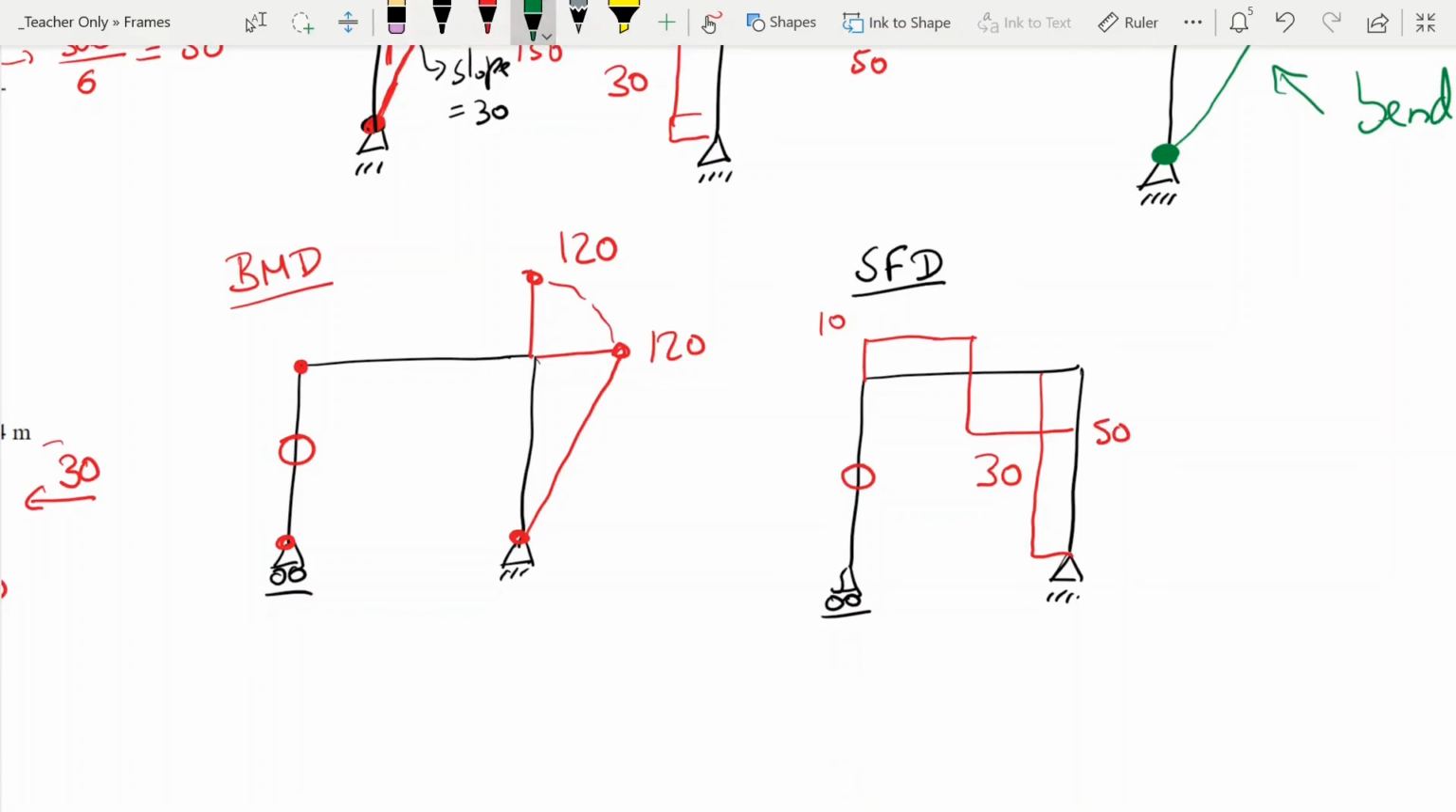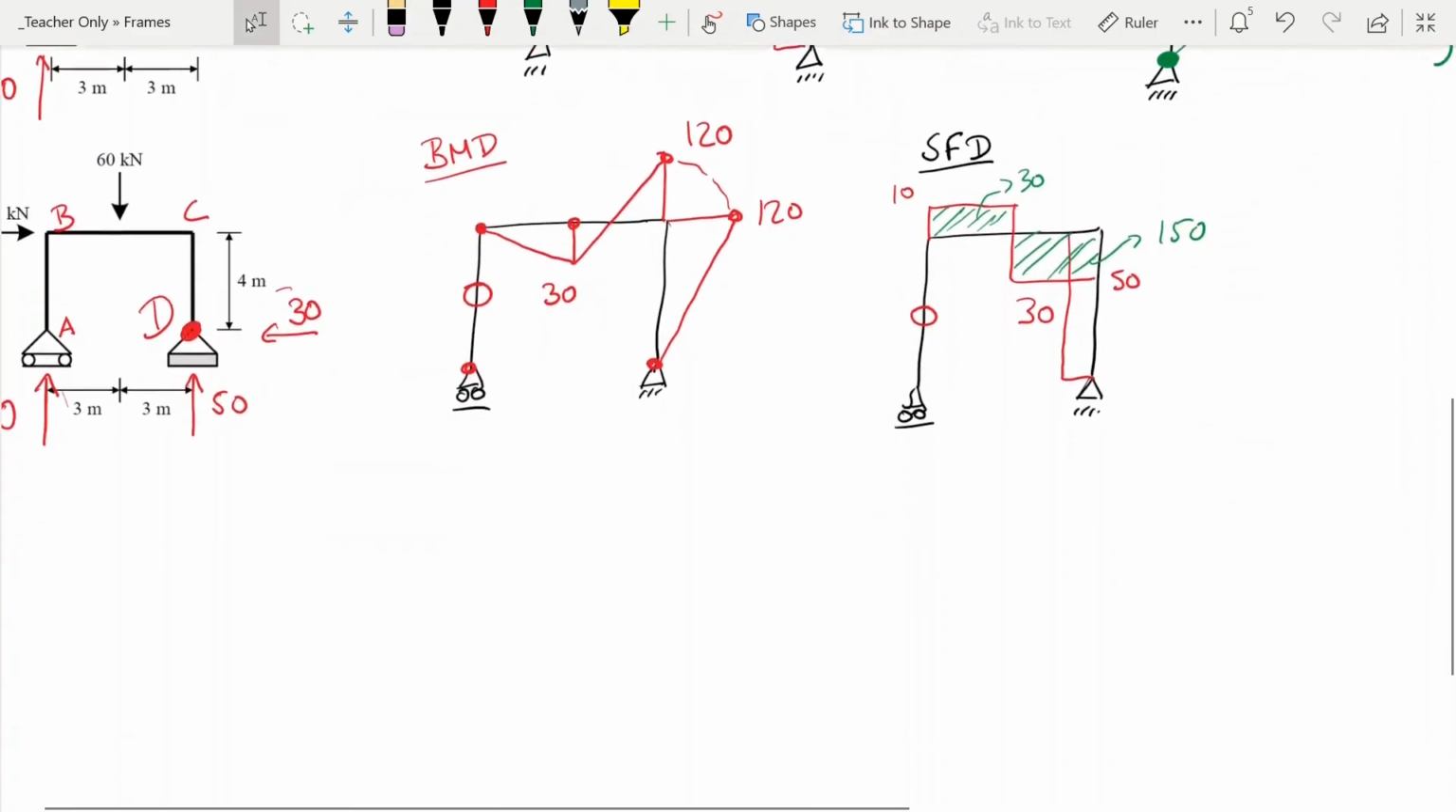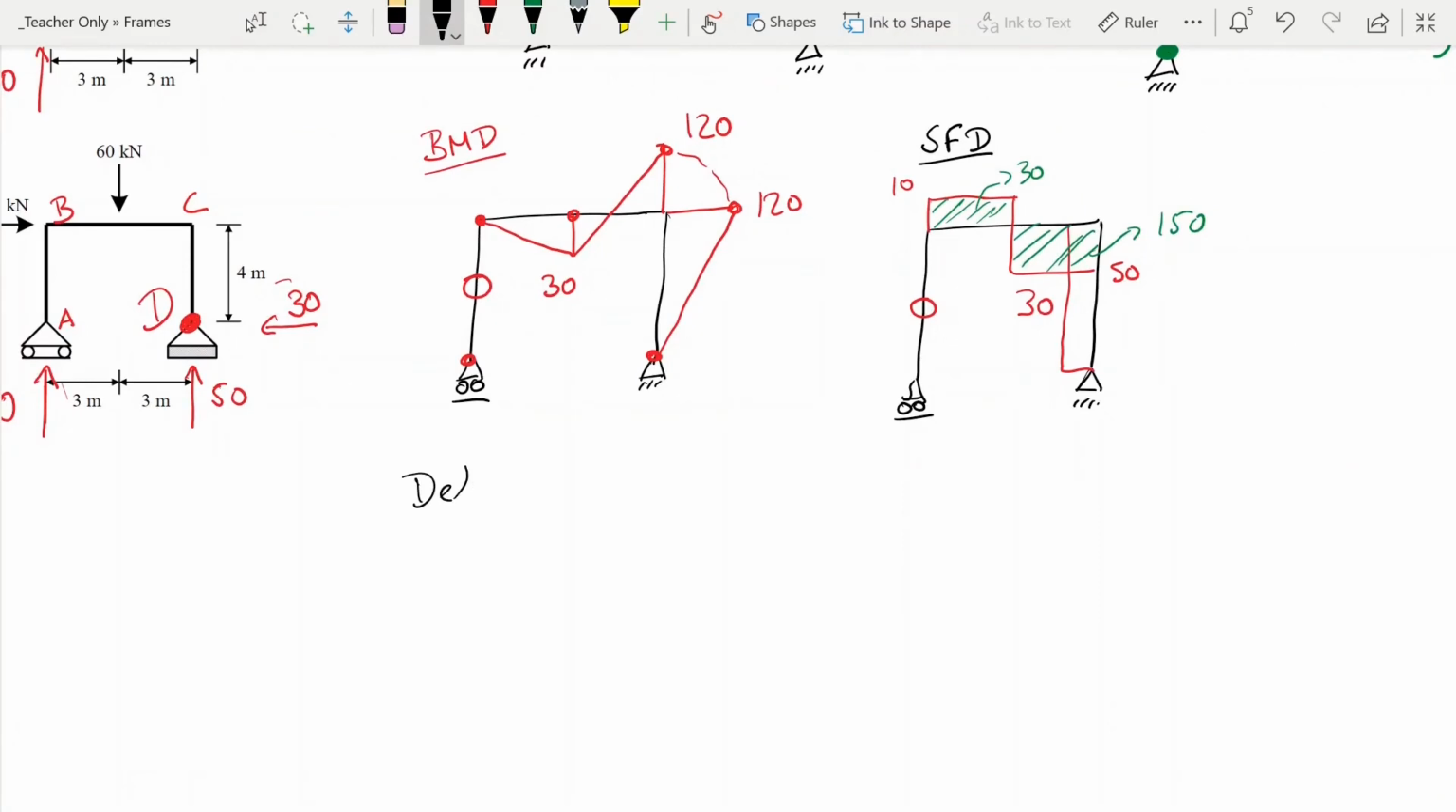So again, same areas as before. This area here is 30. This area here is 150, and it's negative. So that has all the information I need to then know the moment here is going to be equal to 30, and then minus 150 gives me the 120 that I need to close all of this. Okay, I'm happy with this. Final step, deflected shape.